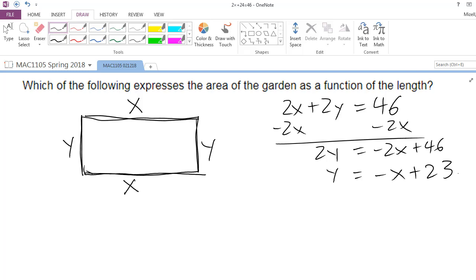What if the garden is 20 feet long? X equals 20, for example. How much fence do we have left after we put 20 meters on one side and 20 meters on the other? If we start with a total of 46 meters of fencing, how much is left?